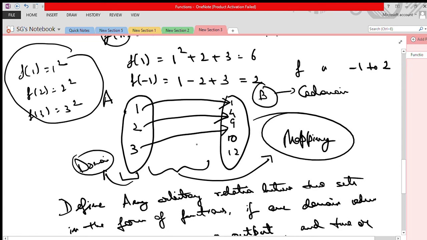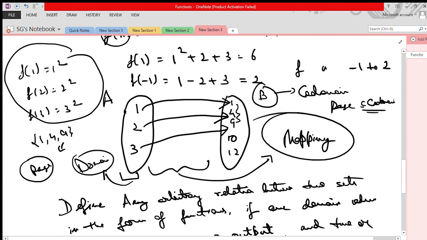But the set of elements 1, 4, and 9 is called the range, because it is the set of only the outputs of the function. Am I clear? So range is basically a subset of codomain. Clear? Range is a subset of codomain. Range is the set of all the specific outputs of the function, while codomain is the set which includes the elements of the range but can have more arbitrary elements. Clear? So this is the difference between codomain and range.